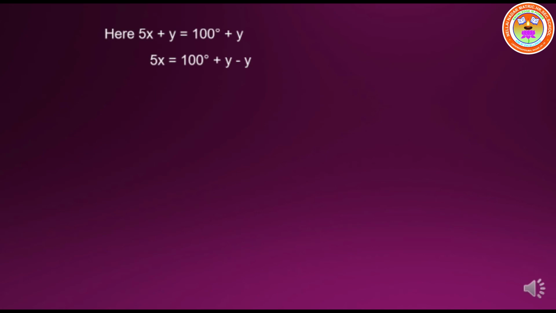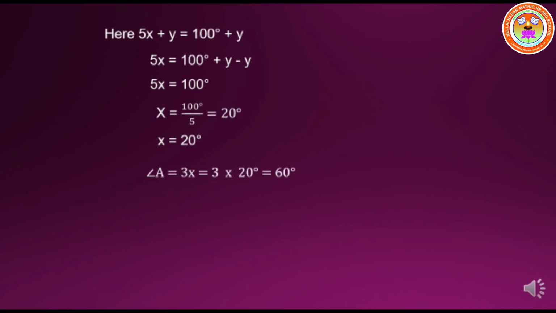That is the remaining value. Okay. So now I can find the value of x by transposing 5 to the other side. So x is equal to 100 degrees by 5. On dividing 100 by 5, I find the value of x is equal to 20 degrees. Yes, children? So now we have found the value of x, that is equal to 20 degrees.